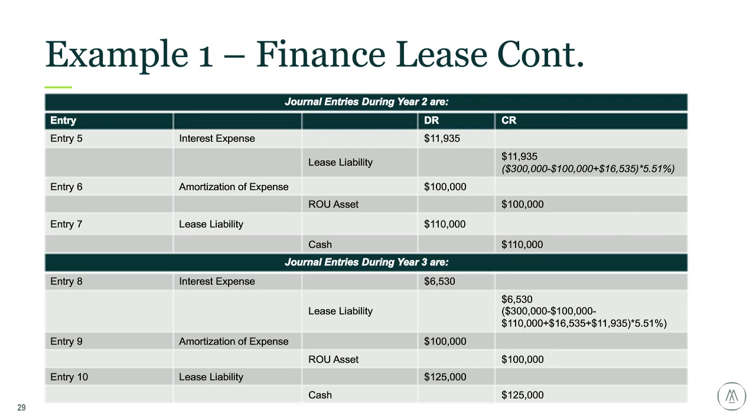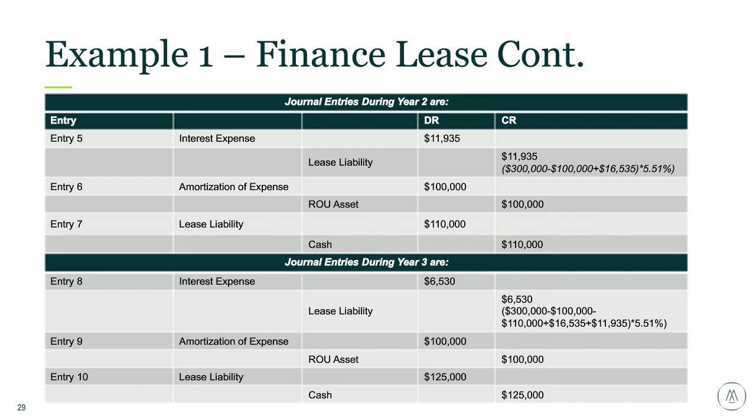Again, pretty straightforward. Record the last bit of interest that we have, and you can see the calculation. It's just basically the principal payment minus what we've paid in the past plus the interest accrued. And then we have the final amortization of that right-of-use asset, and then finally the final payment. So relatively straightforward, but you see here the calculations.